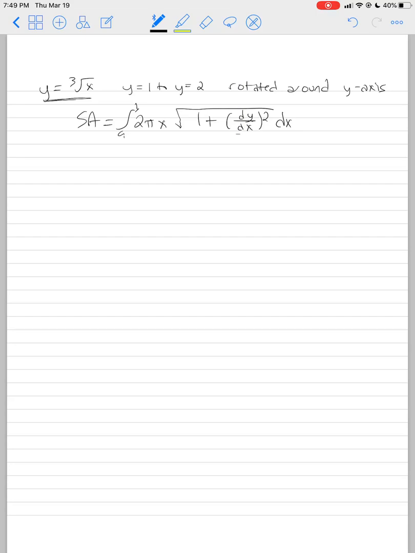Okay. All right, as is always the case, I'm going to compute this derivative first. Okay, so this is a 1/3 x to the minus 2/3. Okay. All right, so my surface area is the integral from 1 to 2 of 2 pi x times the square root of 1 plus this derivative squared. All right, well, 1/3 squared is 1/9. X to the minus 2/3 squared is x to the minus 4/3. Because rules of exponents say you double when you square.